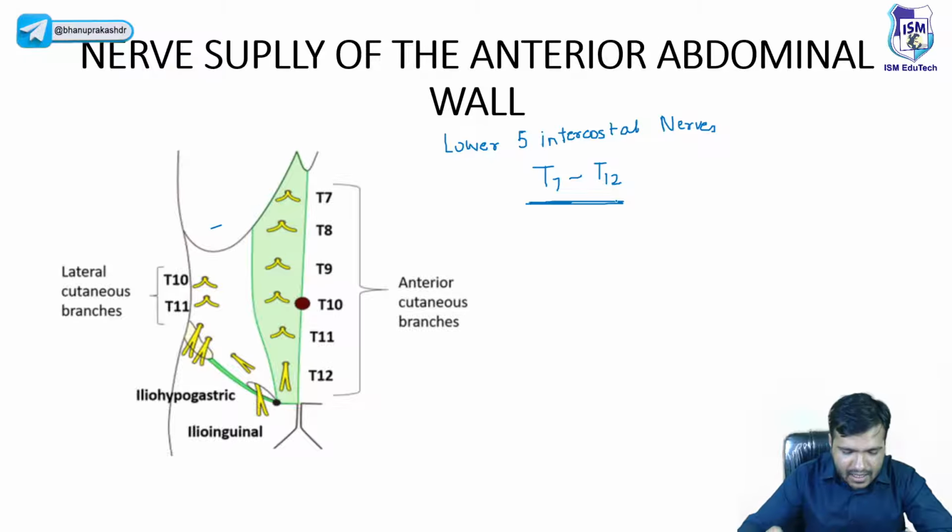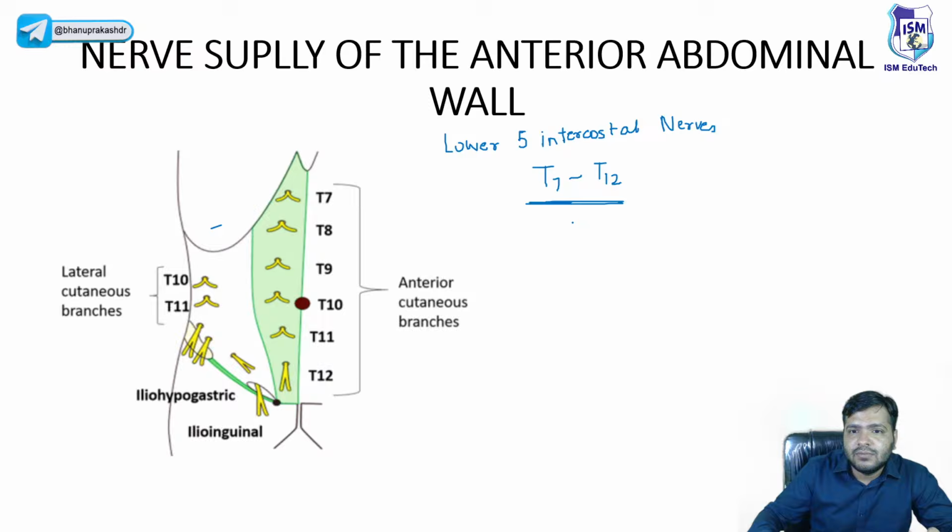Now what is meant by this? What is T7? What is T12? Now tell me what T is here. Yes, very good, Anushka. It is the thoracic spinal nerves. Dermatomes are supplied from thoracic spinal nerves. Very good, guys.